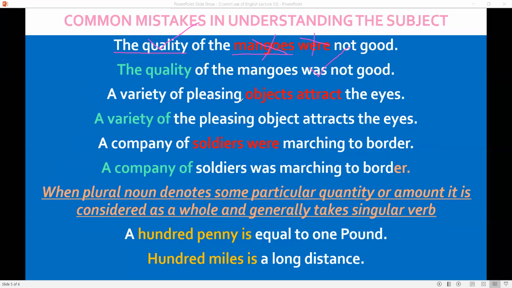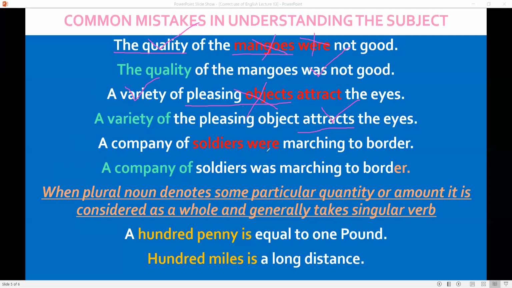A variety of pleasing objects attract the eyes. Now, we think that pleasing objects is the subject, but it is not. The discussion is about variety. Variety is singular, so a singular verb should be used. A variety of pleasing objects attracts the eyes.